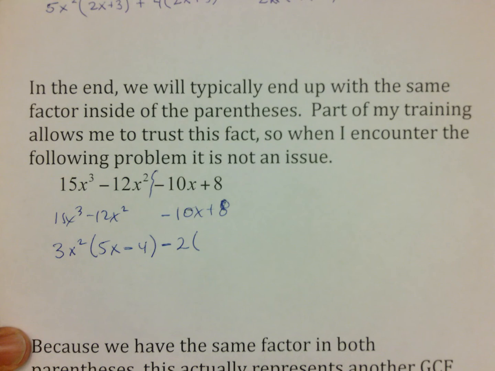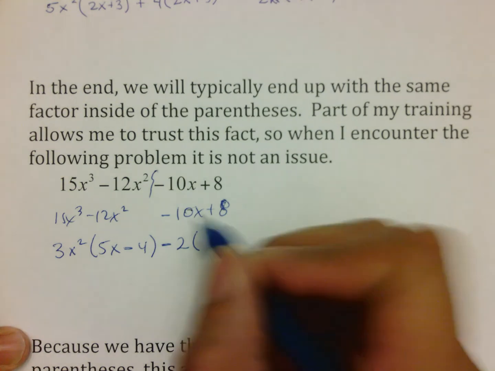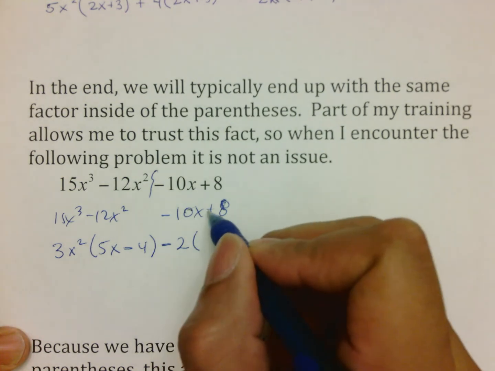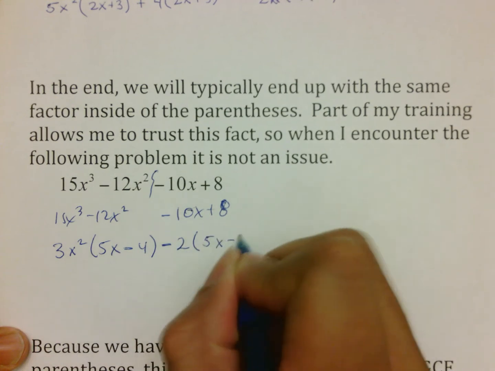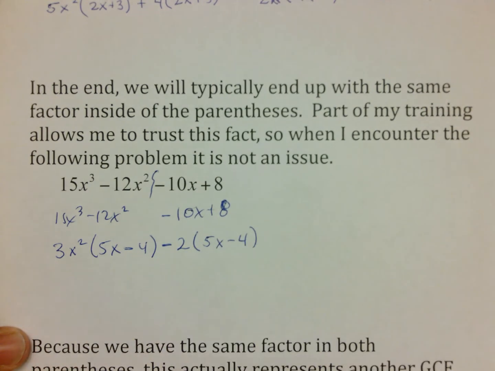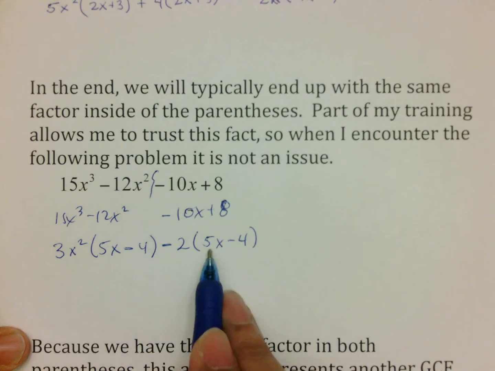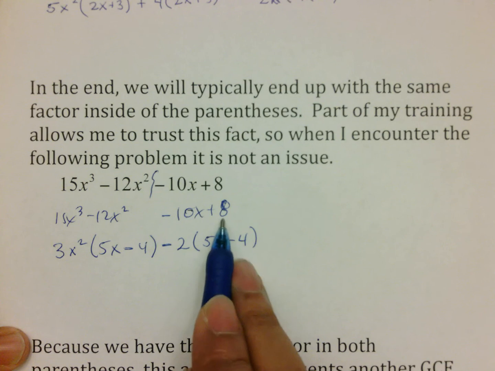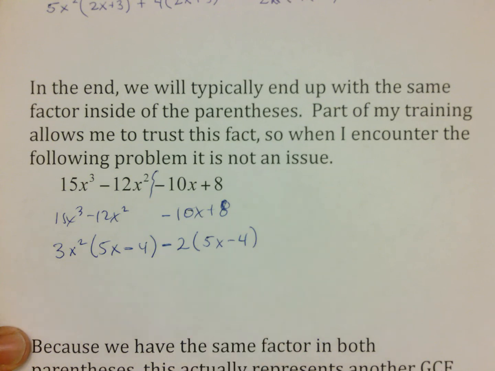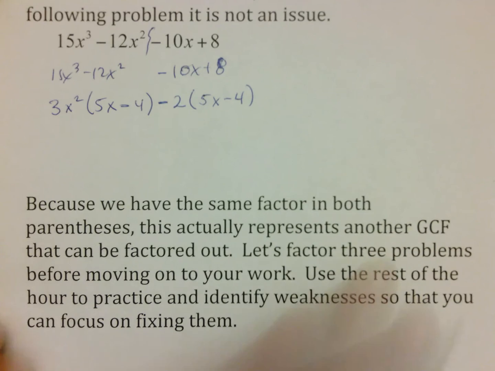Now here is where things get interesting, because you're going to want to put 5x plus 4, but you trust that it's supposed to be 5x minus 4, so you're going to learn to just pretty much take that and copy it. And here's the reason why. Negative 2 times a positive 5x is a negative 10. Negative 2 times a negative 4 is a positive 8. So it actually is the same. And again, you have to learn to trust that for yourself as you go through it. But again, that's what the next few days is for as we get ready for our test. Because we have the same factor in both parentheses, this actually represents another GCF that can be factored out.